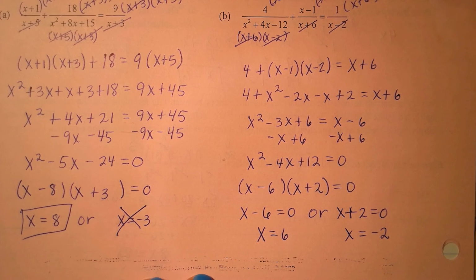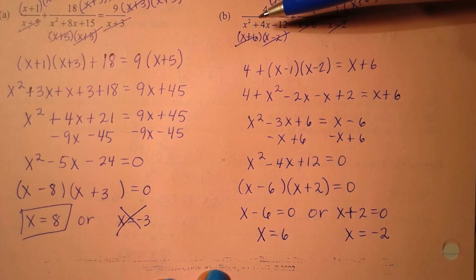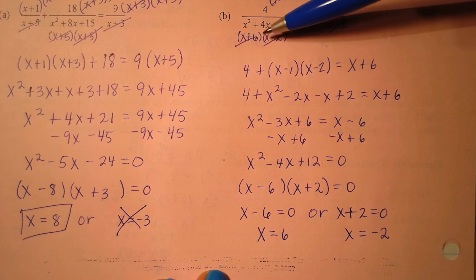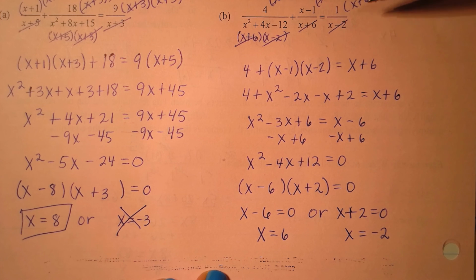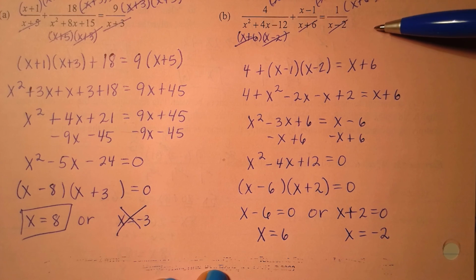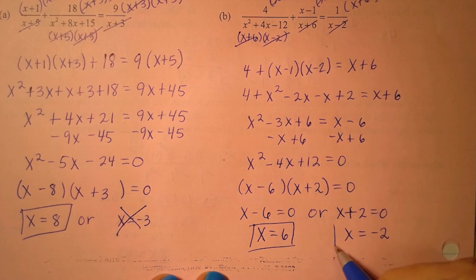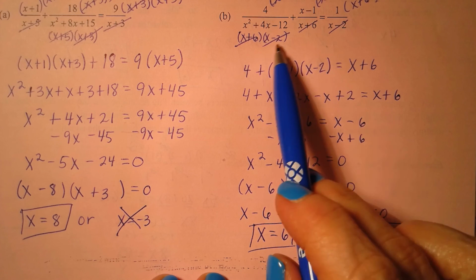Now, looking at the denominators, 6 will not make any of these denominators 0, and negative 2 will not make any of these denominators 0. So they both work. Both of these are a solution to this equation.